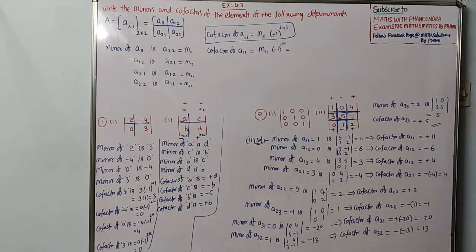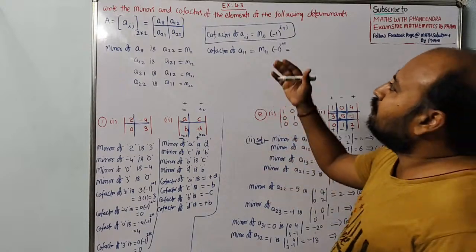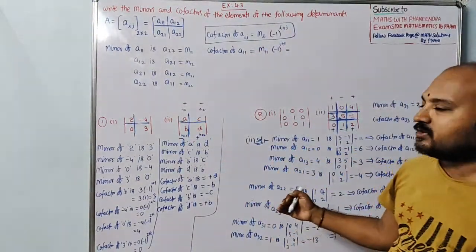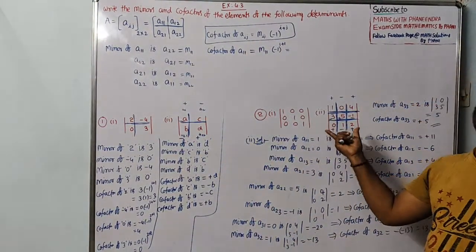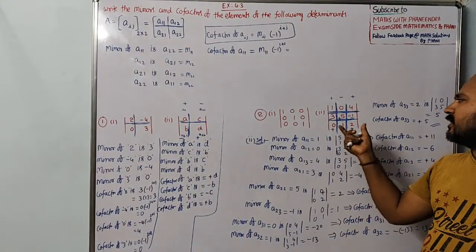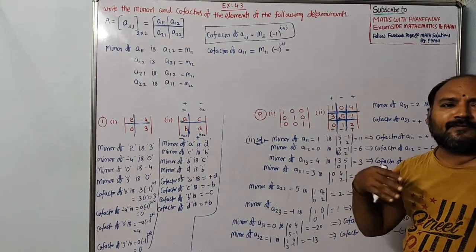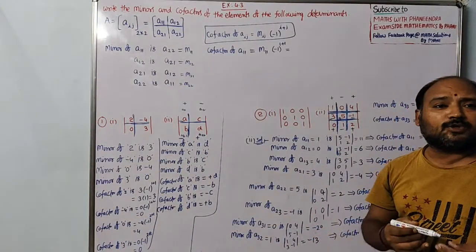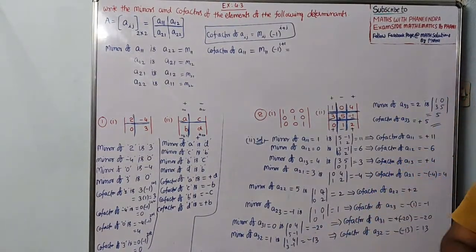This is the way we can calculate the minor and cofactor of an element of the determinant. Sometimes instead of a determinant, they may give a matrix also, dear students. This is the way you can calculate. I hope everyone understands. We'll move to another question.